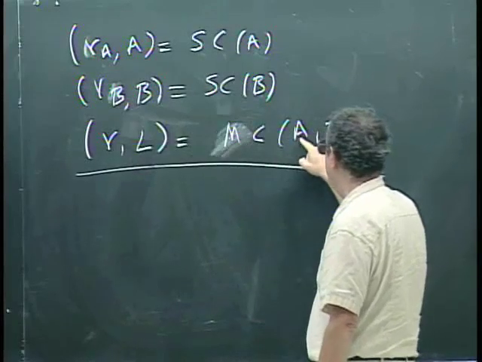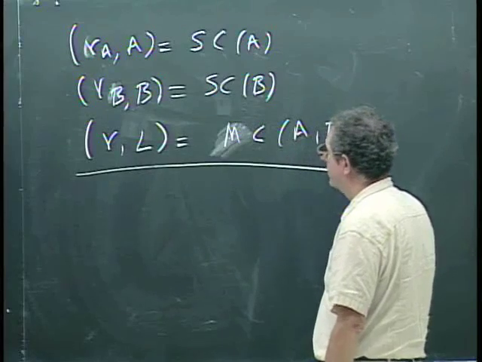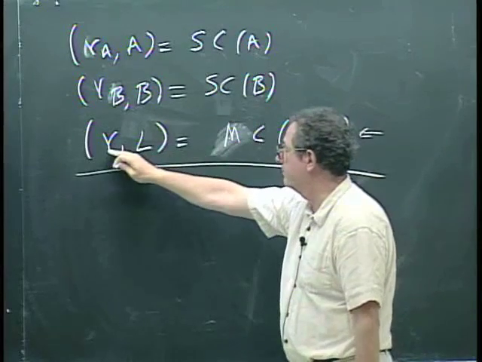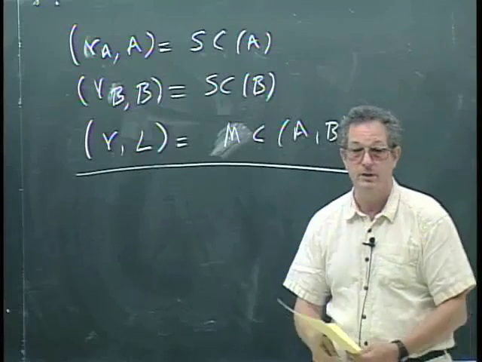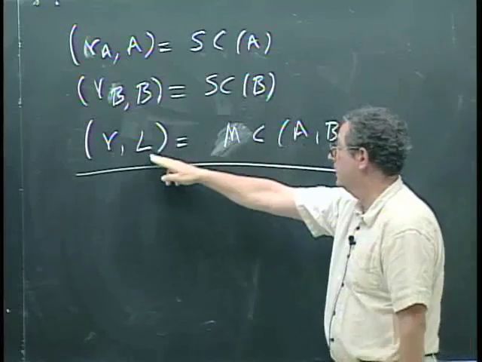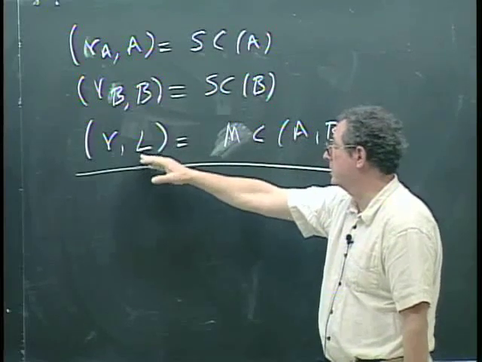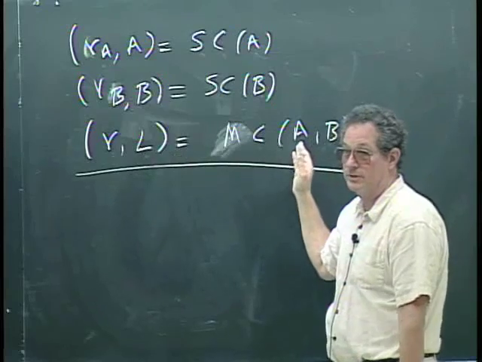The merge and count AB will return the number of inversions that cross from A to B, and it'll also return a sorted list, L. L is going to be sorted now, which is the sorted list of A and B.